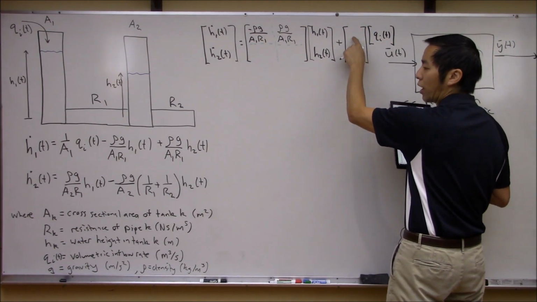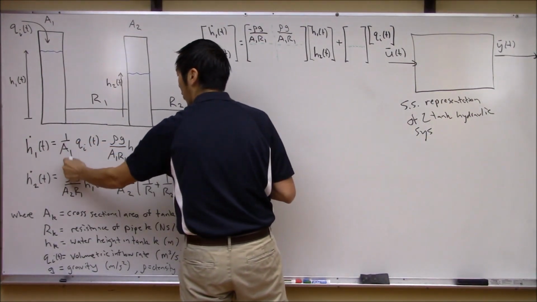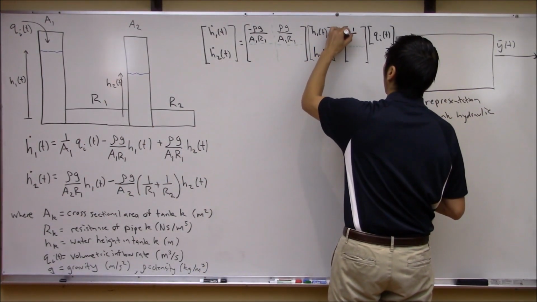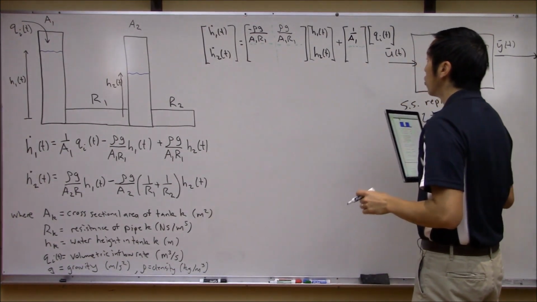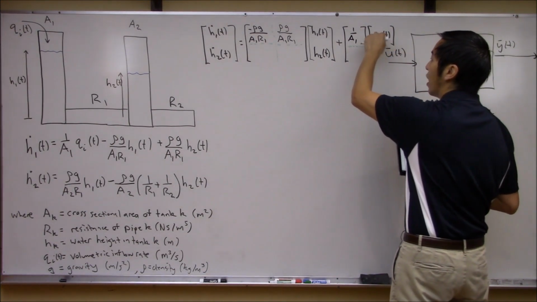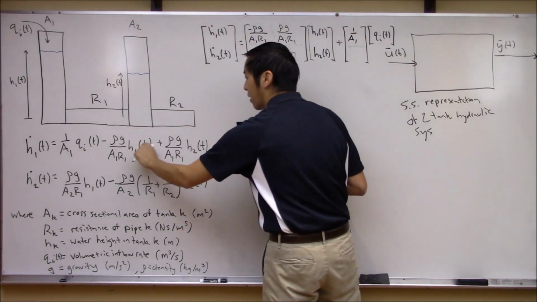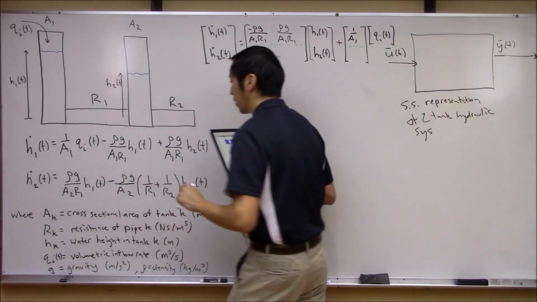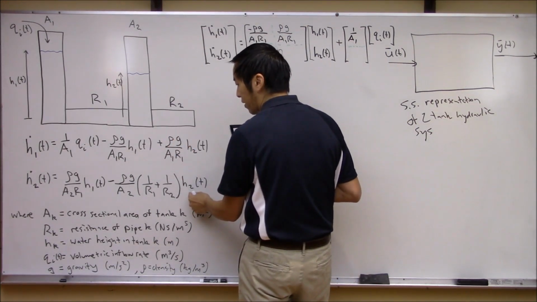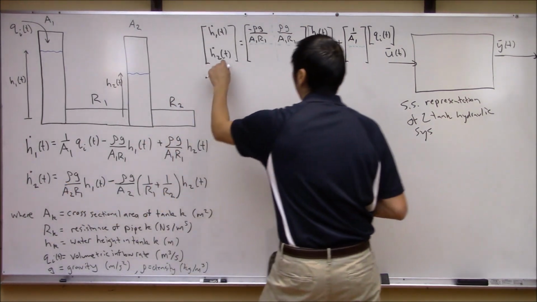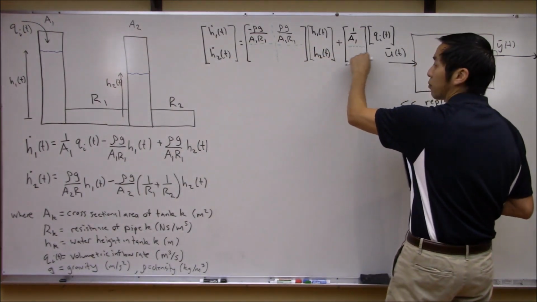Okay, so now I need to pick up this coefficient here, 1 over a1. 1 over a1. Okay, there. So I think everyone will agree this top row of this matrix equation is the exact same thing as this first differential equation, right? Similarly, let's do the same thing for this second differential equation, h2 dot. That's the second row of this matrix expression, right?